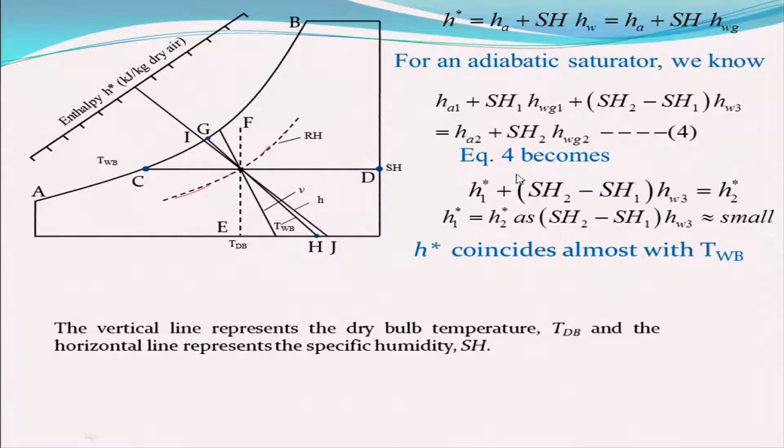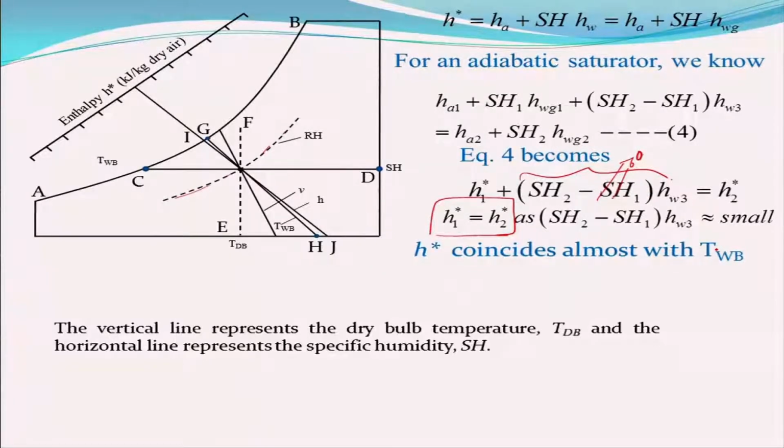Keep in mind that if you do that, H1 star plus SH2 minus SH1 into SW3, this we have already done, is equal to S2 star. And if you look at it, this is a quite small quantity, right? So therefore you can neglect it, and H1 star is equal to S2 star, that you can say is adiabatic saturated. So therefore, A star almost coincides with the TW, you can say, right?